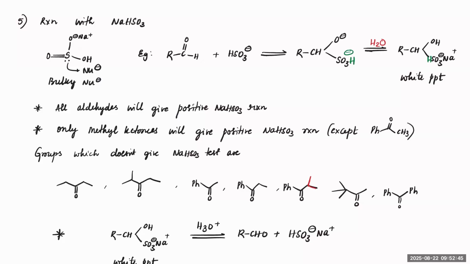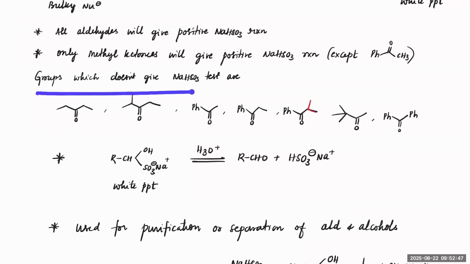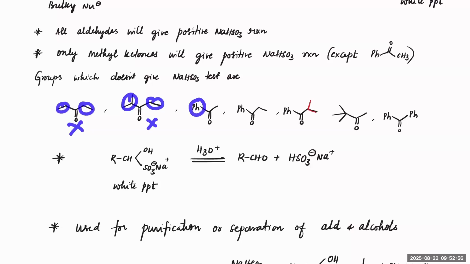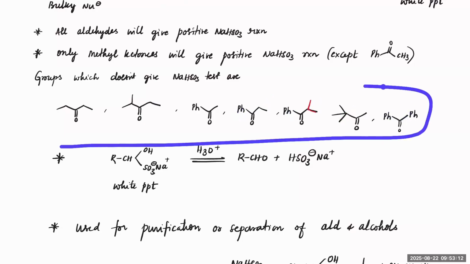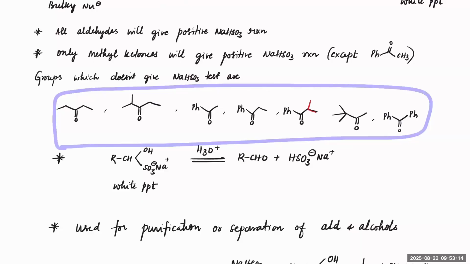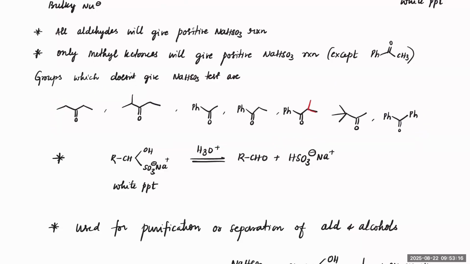Which means groups which do not give the sodium bisulfite test: this one, look, ethyl on both sides, so no reaction. Propyl ethyl, no reaction. Phenyl, now this is an exception. Phenyl is there, even then the methyl is there, still the reactivity does not take place. Phenyl ethyl, no reaction. Phenyl isopropyl, tert-butyl methyl, no reaction. Phenyl phenyl, no reaction. So these are the ones which will not give any test with NaHSO3. Rest every aldehyde will give.